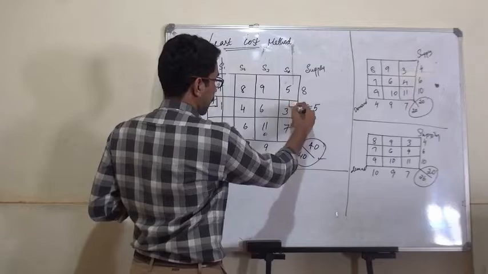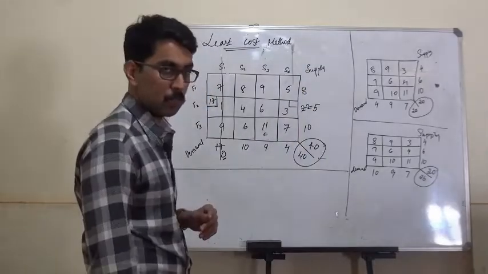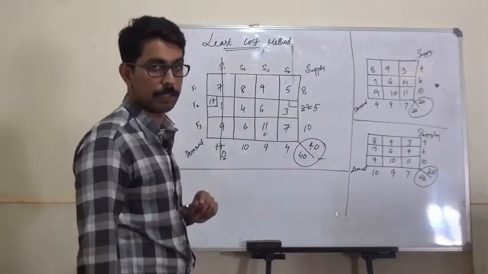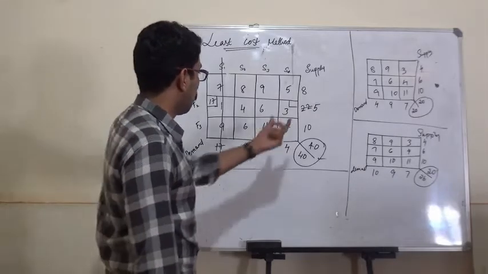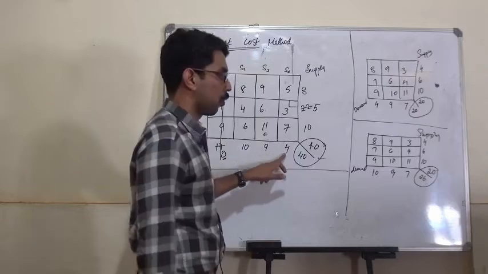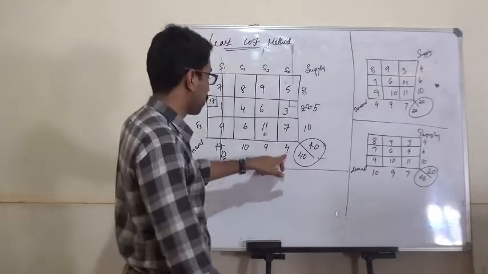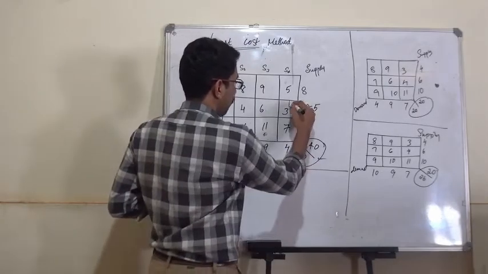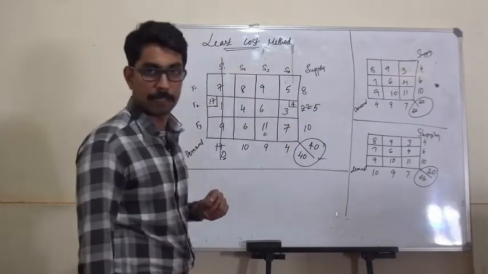Then 3 is the least value here. So we are going to allocate in that cell. The respective supply is 5 and the respective demand is 4. From this, the minimum value is 4. So we allocate 4 here.